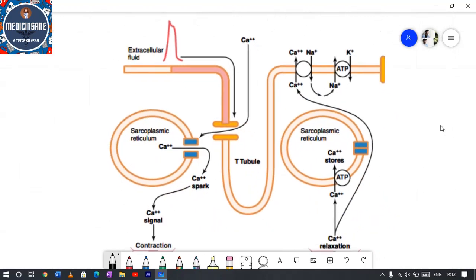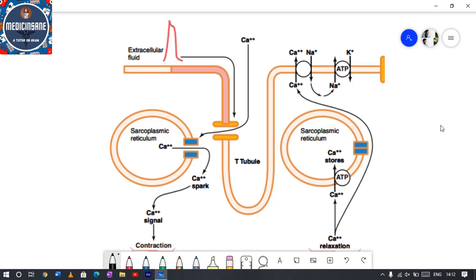So we all know that once the action potential reaches the cardiac myocytes, right? With the help of the gap junction, in the first picture we already studied that with the help of the intercalated disc or the gap junction, it's going to spread to the other myocytes. But what is actually happening within one myocyte? We should look at that.